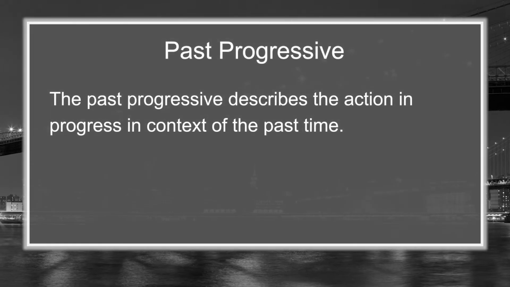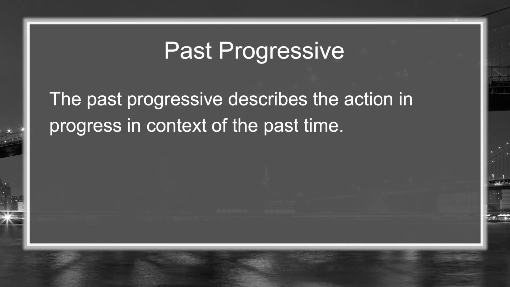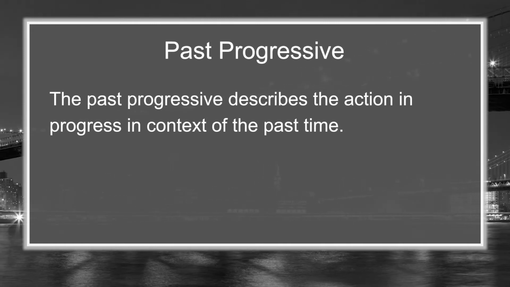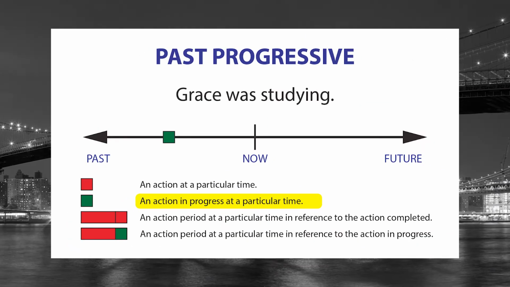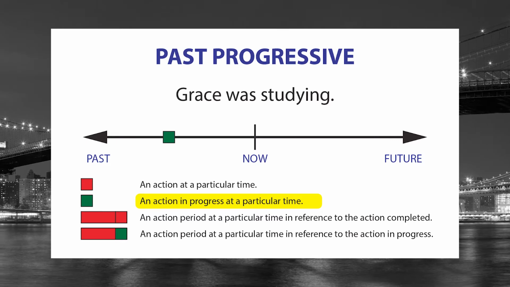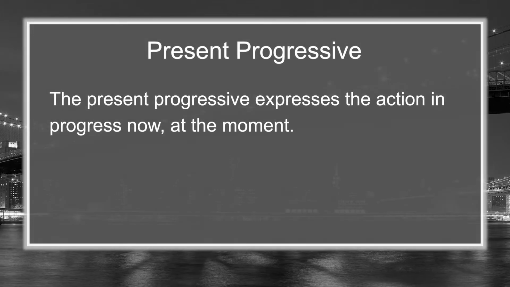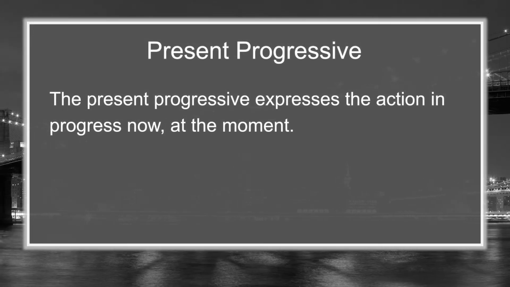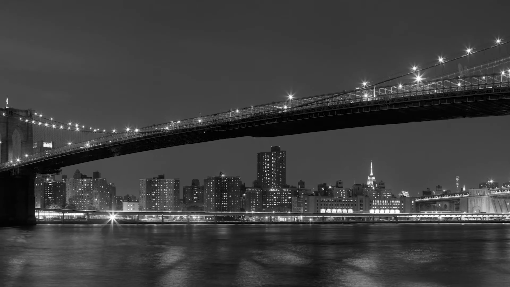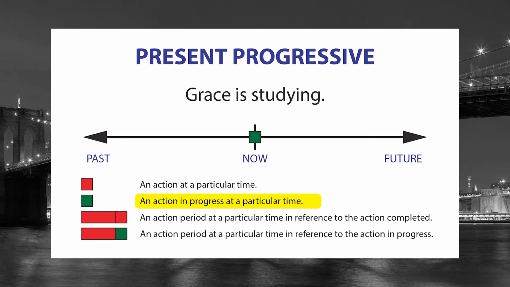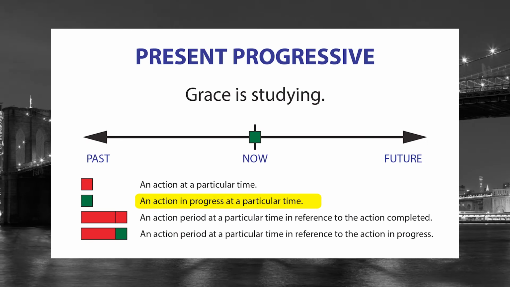The past progressive describes the action in progress in context of the past time. Grace was studying indicates that her studying was in progress at one particular time in the past. The present progressive expresses the action in progress now at the moment. Grace is studying indicates that her studying is in progress at the moment at the current time.